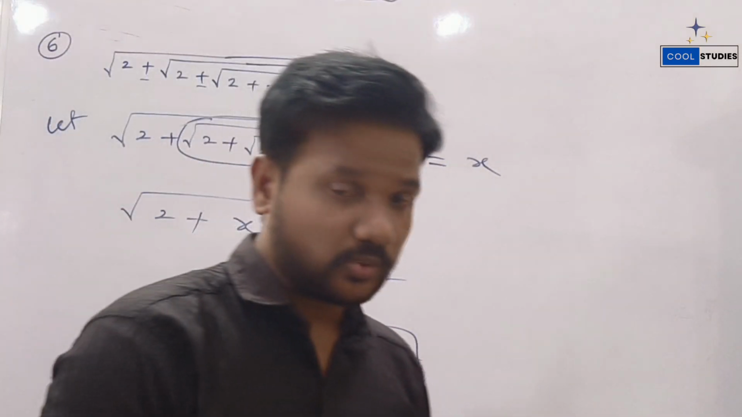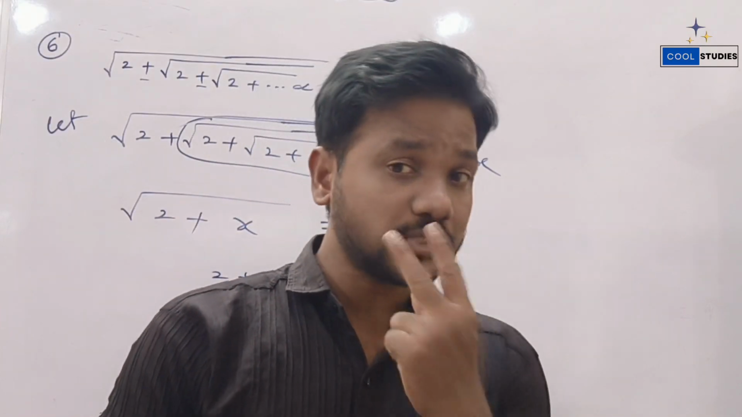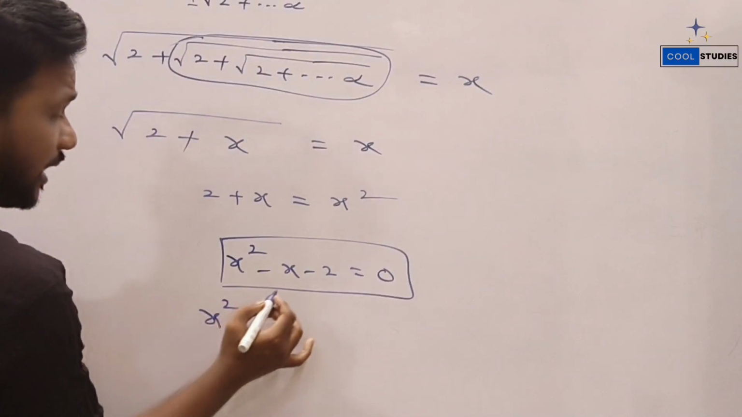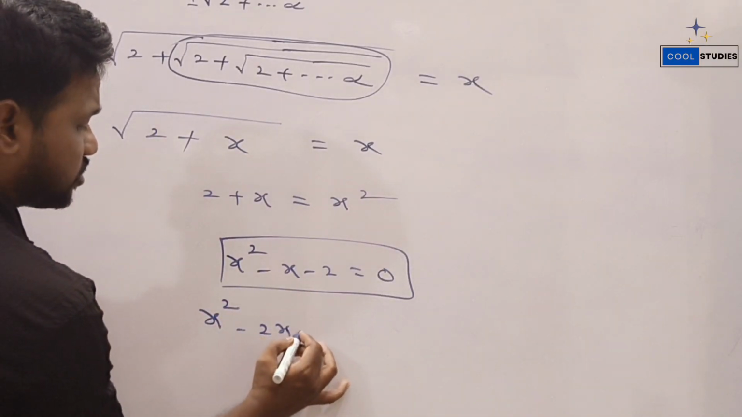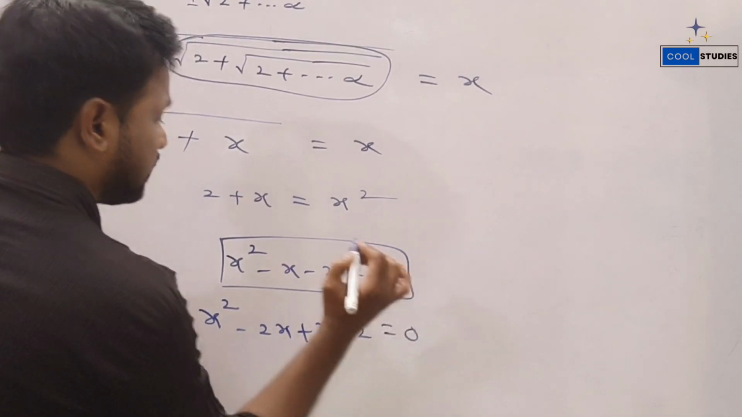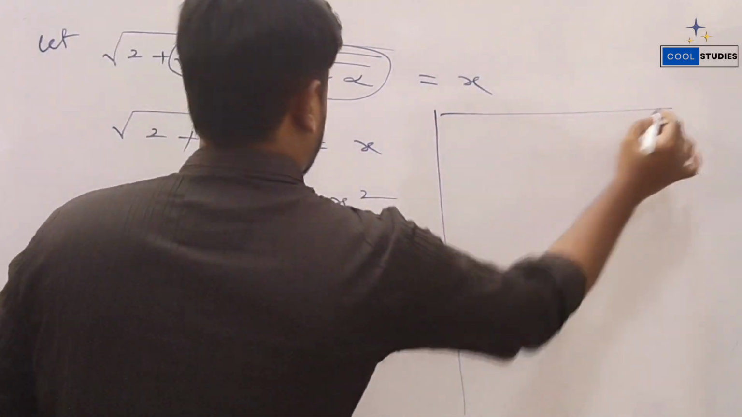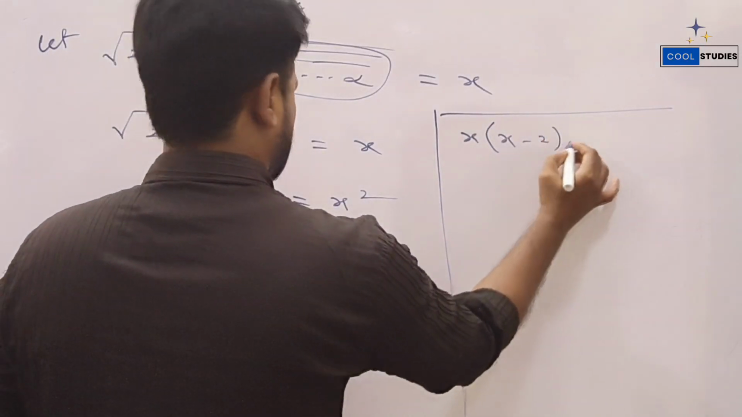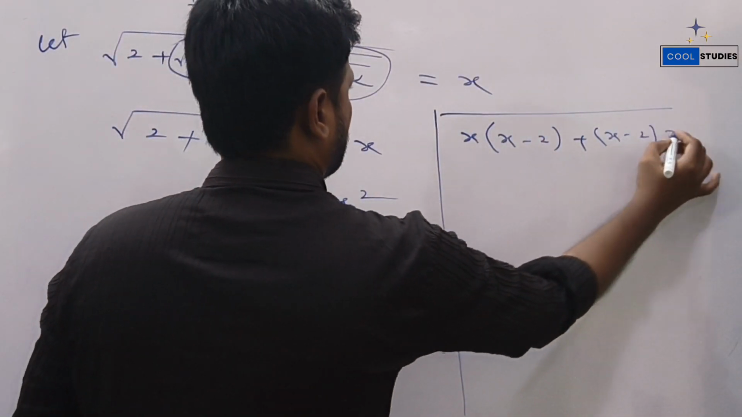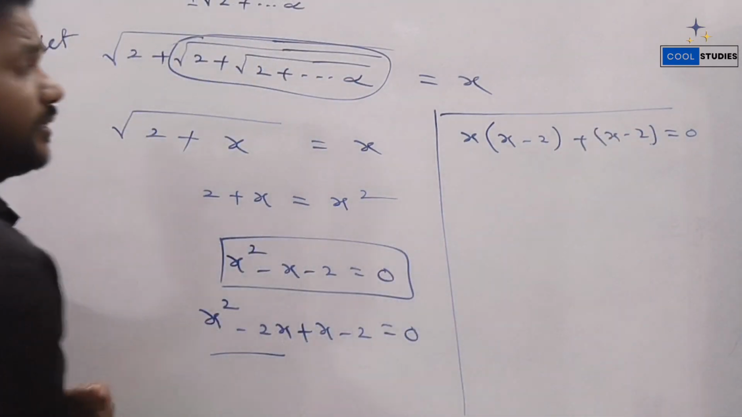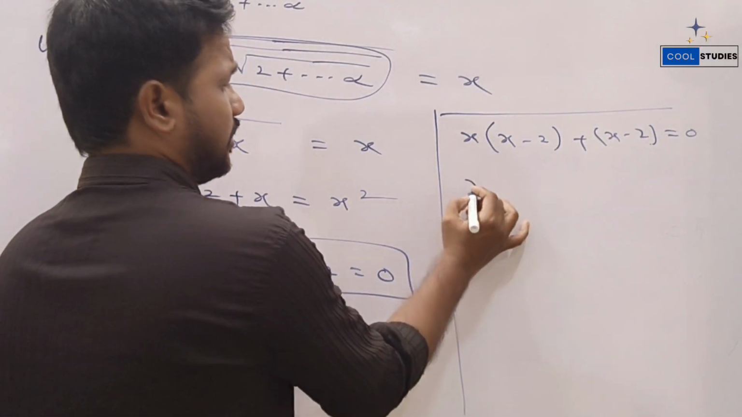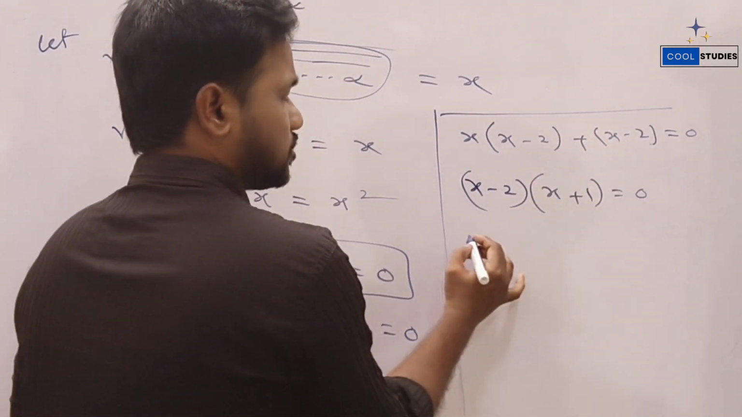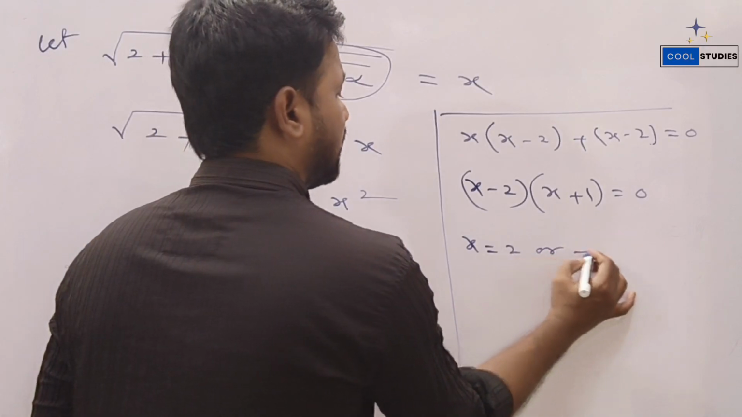Quadratic means degree 2, means at most 2 zeros exist. 2 values exist. Let us write x square, and I am writing minus x as minus 2x plus x minus 2 is equal to 0. Now in these two terms take x common. x of x minus 2 plus x minus 2 is equal to 0. Again take x minus 2 as common. So x minus 2 into x plus 1 is equal to 0. So what are the factors? x is equal to 2 or minus 1.